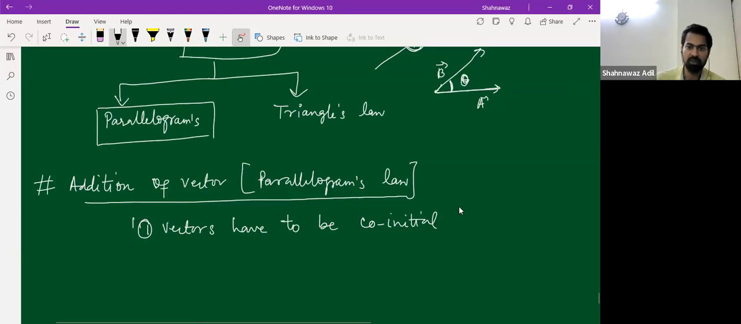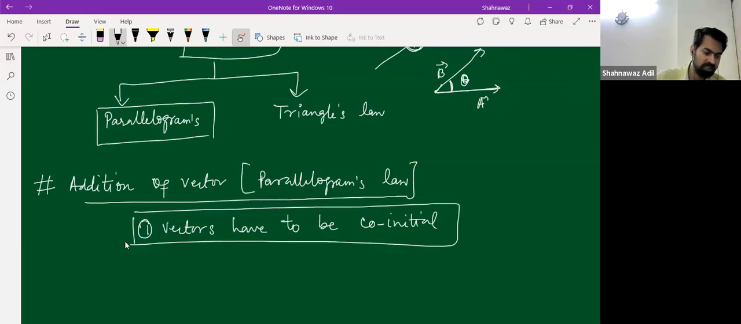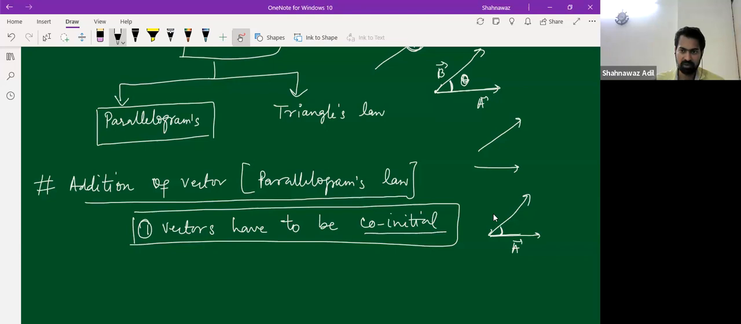The vectors have to be co-initial. Rishida and Afa, you were not present in yesterday's class. Co-initial means that they have the same starting point. These two vectors have the same starting point. Let's say you have these vectors. These are not co-initial vectors. The vectors have to have the same starting point. This is what I mean by co-initial vectors. Understood?